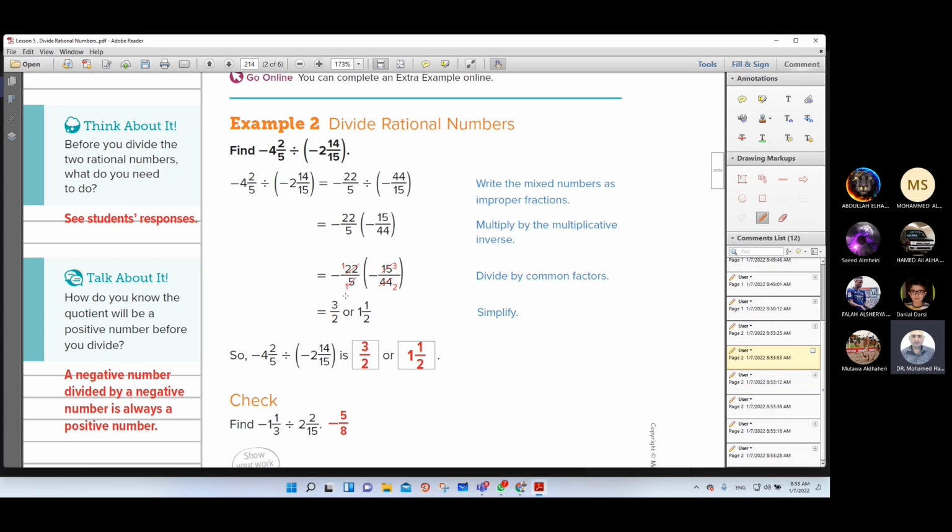5 divided by 5 will be 1. And 15 divided by 5 will be 3. And negative times negative will be positive. 1 times 3, 3. And 1 times 2 will be 2. Then change from fraction to the mixed number. 3 over 2 will be 1 and 1 over 2.